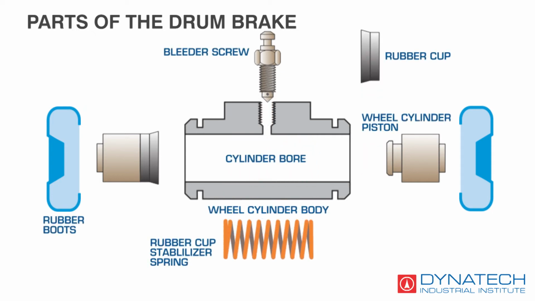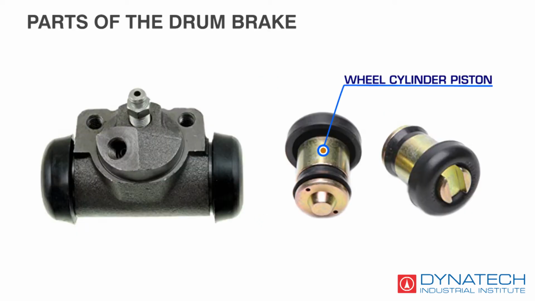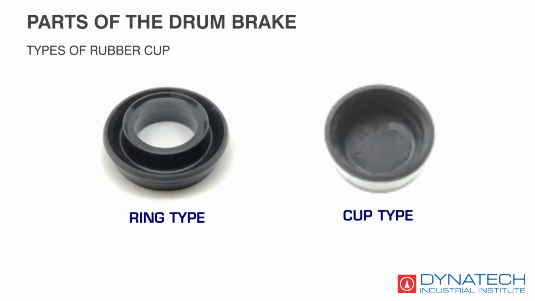Parts of the wheel cylinder: rubber boots, bleeder screw, cylinder bore, wheel cylinder body, rubber cup stabilizer spring, rubber cup, wheel cylinder piston and wheel cylinder inlet port. Types of rubber cup: ring type and cup type.